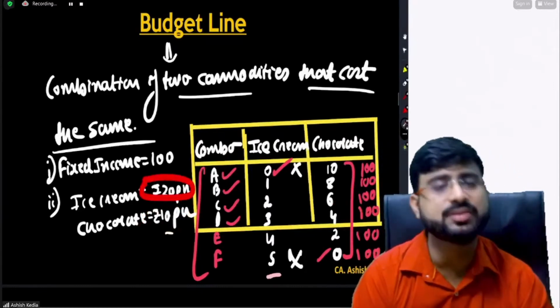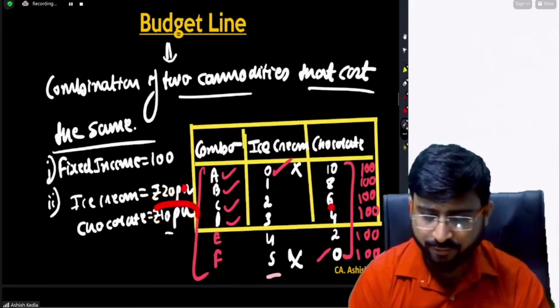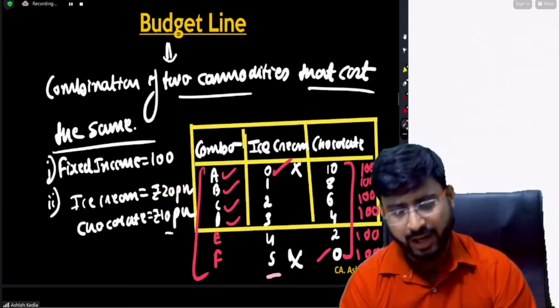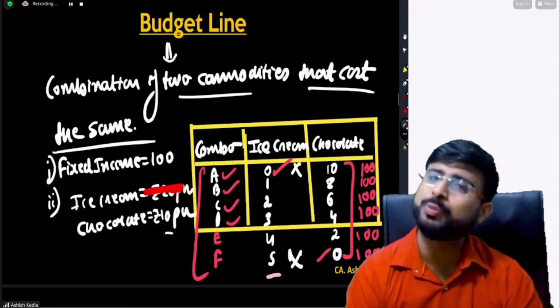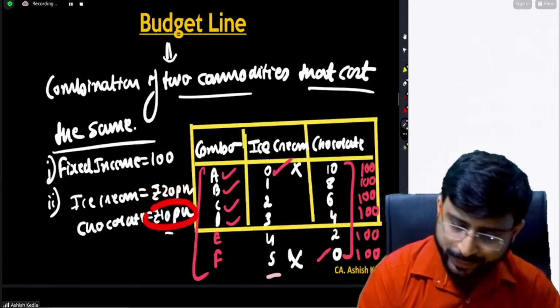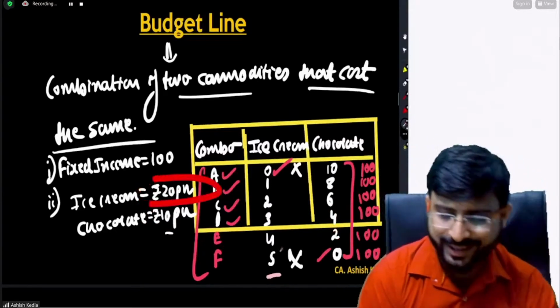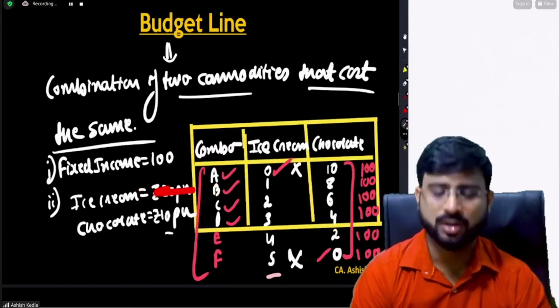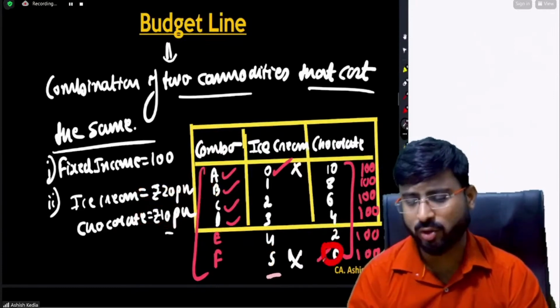Suppose the person has 3 ice cream. So 60 gone. From 40 rupees, they can have 4. Again, suppose they have 4 ice cream. So 80 rupees gone. For the remaining 20 rupees, they can have 2 chocolates. Or suppose they have 5 ice cream. So 100 rupees gone. Then how many chocolates? 0 chocolates. Yes or no?